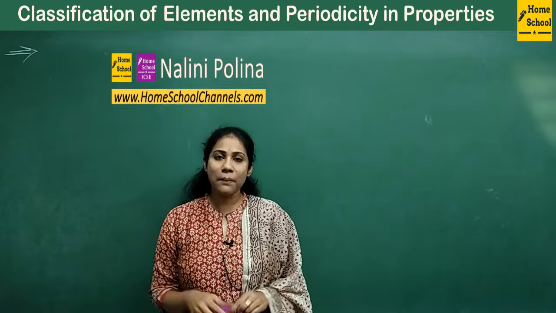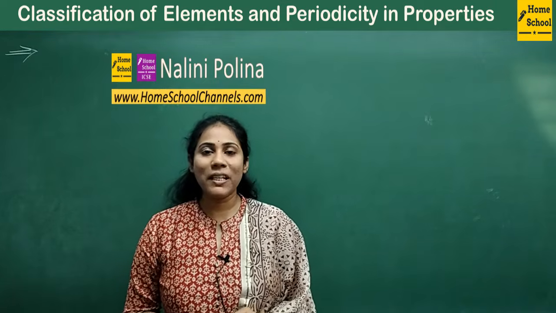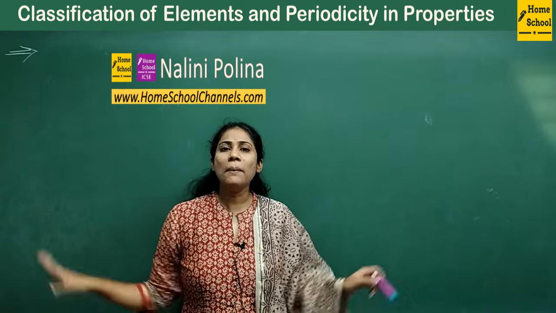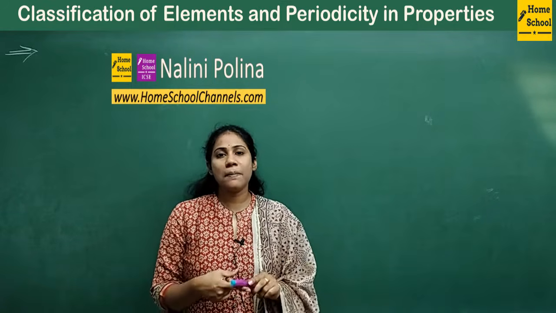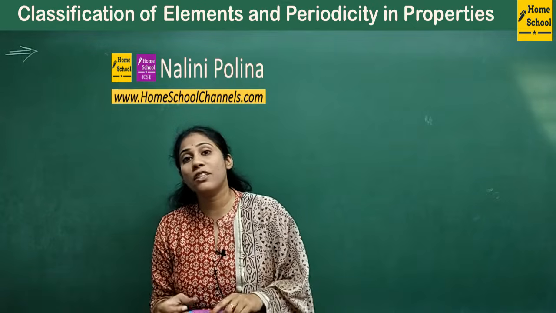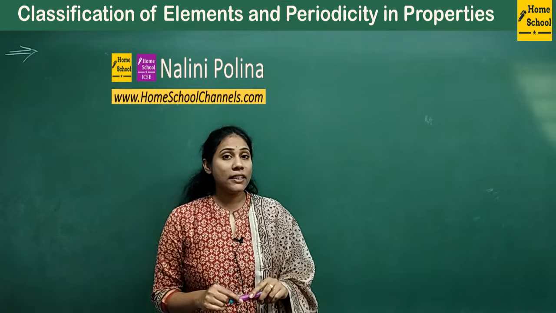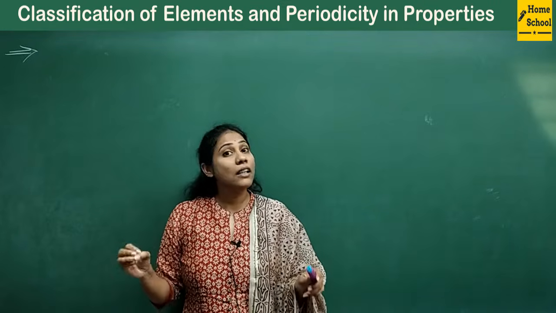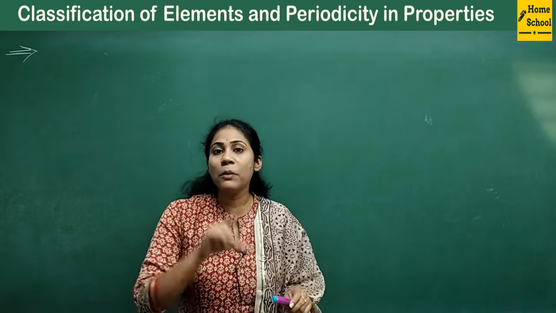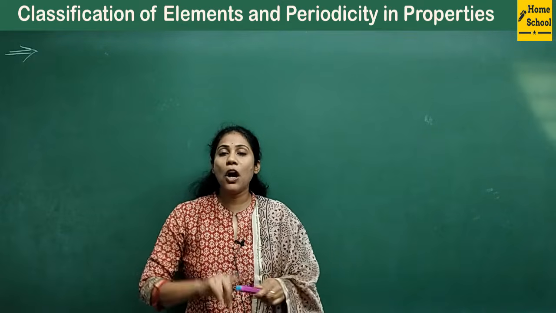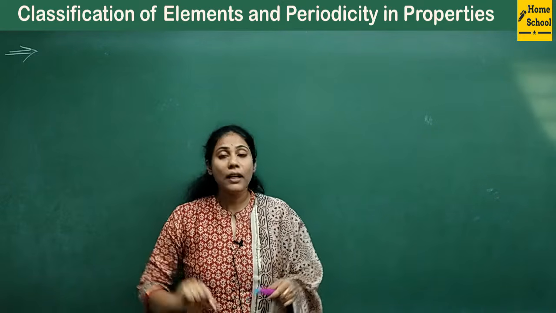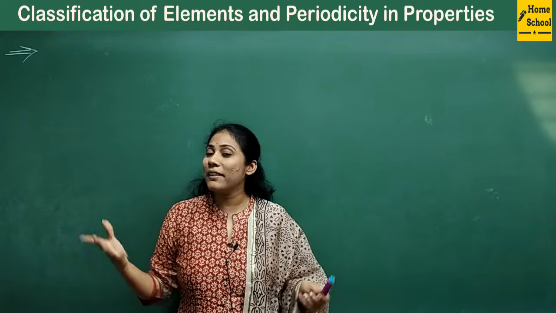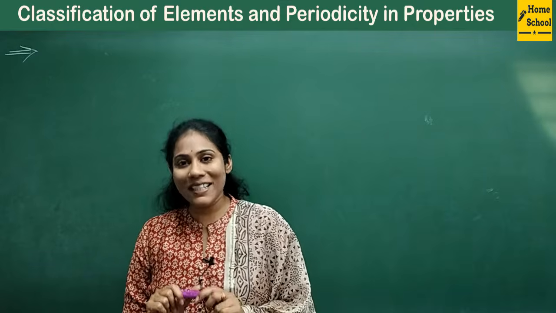We are with the third chapter, that is classification of elements and their periodic properties. We have completed all about the classification. We discussed Dobereiner's triads, Newlands' law of octaves, Mendeleev's periodic table, and the modern periodic table in detail, and we learned how we have classified the modern periodic table into s block, p block, d block and f block based on electronic configuration, and also classification based on the chemical properties of elements, isn't it?